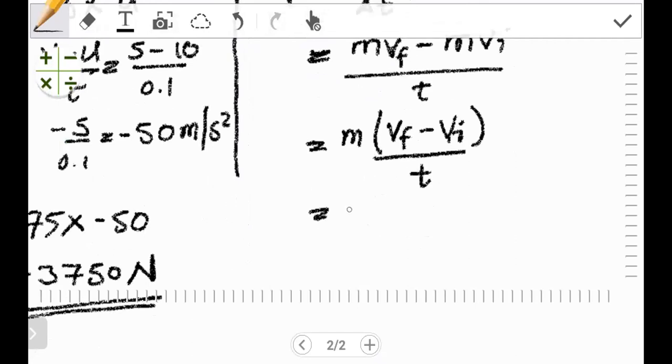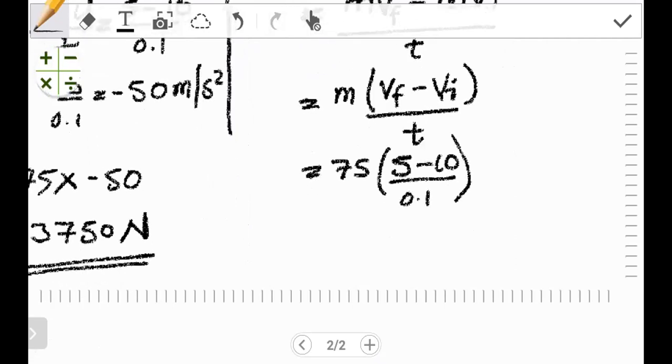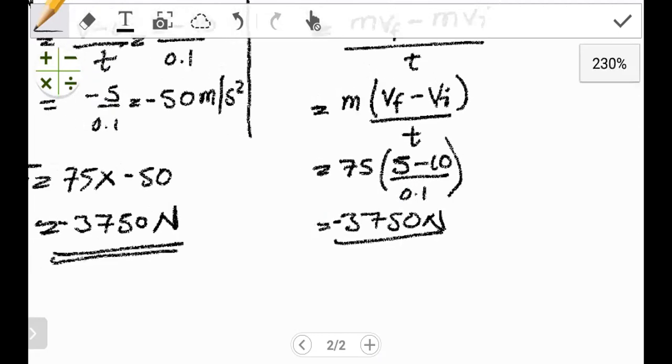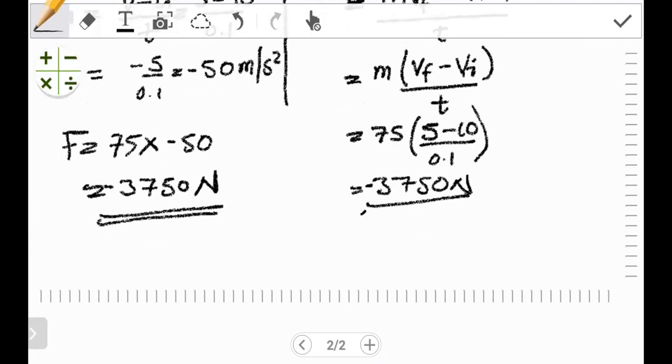If we substitute, this is 75, the mass, and then the final velocity is 5 minus 10 over time 0.1. When you multiply, this gives you 50, and when you multiply again, just as we saw on this side, this gives us 3,750 newtons. Of course, the negative only implies that we're going in the opposite direction. It doesn't matter which approach you take, it will give you the same answer.